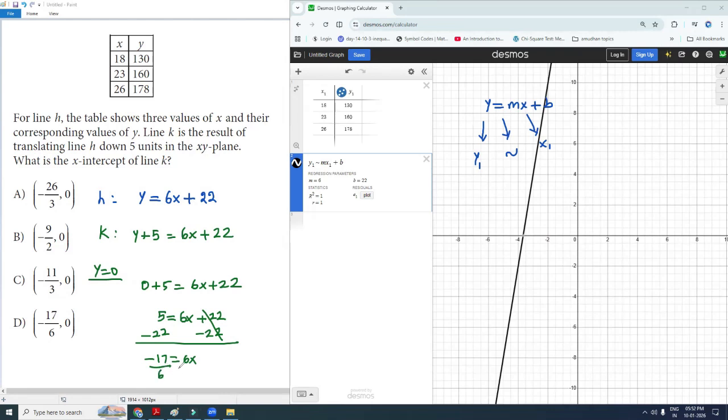Okay, let's divide both sides of the equation by 6. Then this 6 will cancel out. Then I'm getting negative 17 over 6 equals x. Here I got the value of x. Now we can write the x-intercept of line K. The x coordinate is negative 17 over 6. The y coordinate is 0. Negative 17 over 6 comma 0 is the x-intercept of line K. I find this point in answer choice D. The correct answer choice for this question is D.